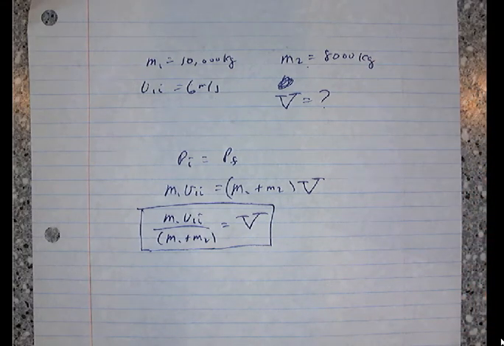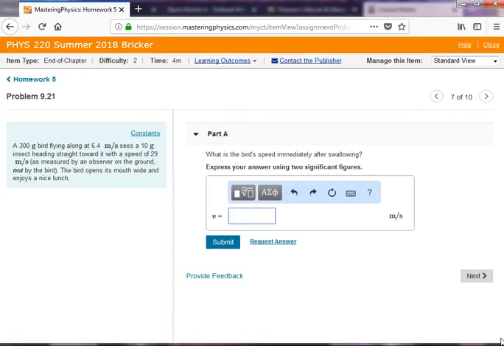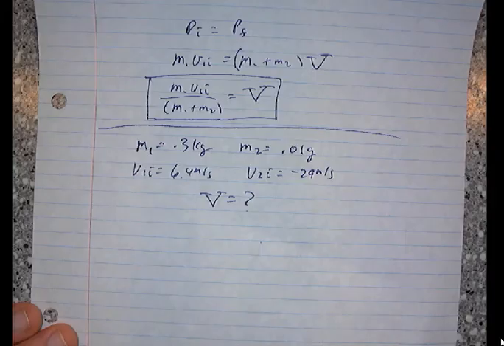So completely inelastic collision. Okay, the next one, we got a 300-gram bird flying at 6.4, sees a 10-gram insect heading straight towards it at 29, as measured by an observer on the ground. The bird opens its mouth wide and enjoys a nice lunch. And then what is the bird's speed immediately after swallowing? Good, so it's sort of another collision one. It's a stick-together collision. The bird and the bug are now one, so they've got a combined mass. Let's set this problem up.